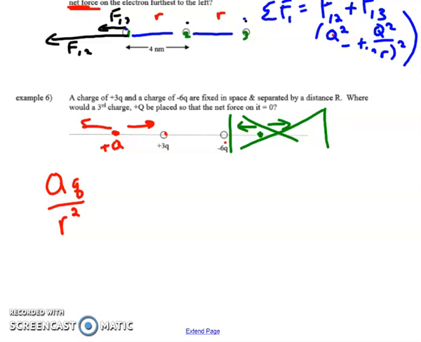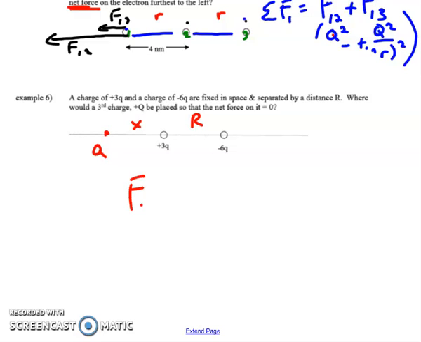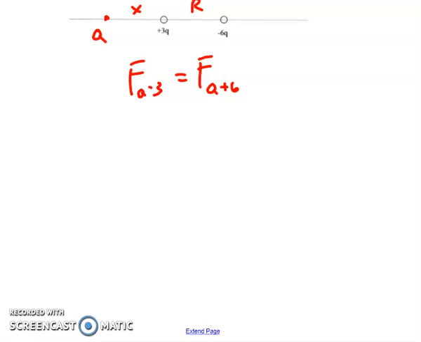Now, what I want to do is solve for some distance x. And I'm not going to actually solve it. I'm just going to set up the equation. Okay, so what do we understand? We have a distance r, and I want to figure out where this q is at some distance x. I want to figure out how I would solve for x. Okay, so basically what I want is the force on q due to the negative 3 to equal the force on q due to the positive 6. They're balanced, and they're equal, so I can set them equal.